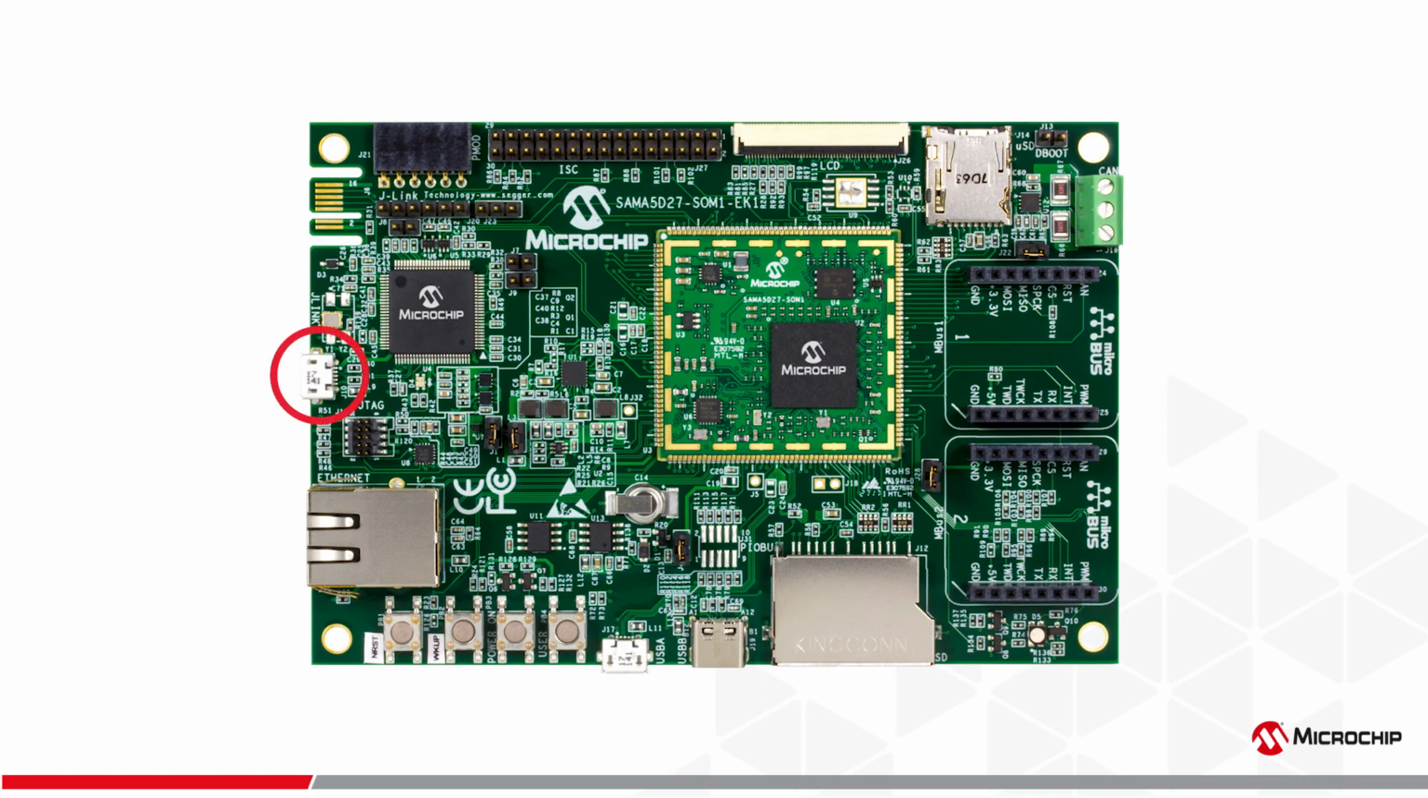The J10 USB micro AB connector provides both power to the board and a USB serial debug port. The serial debug port provides a Linux console as well as a command line interface to the boot ROM monitor and U-boot. Connect the SOM-EK board to your host PC using the USB cable provided with the board.